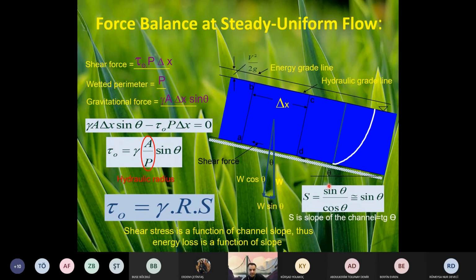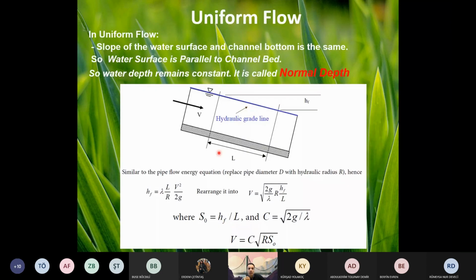Any questions so far? Okay, if I would like to sum up this slide, shear stress equals gamma RS. Very important. Shear stress in uniform flow is gamma RS. What is the R? Hydraulic radius. What is the S? Slope. Gamma is density. This is something that you should know very well and memorize. If the exam is in person, not online, you need to memorize.